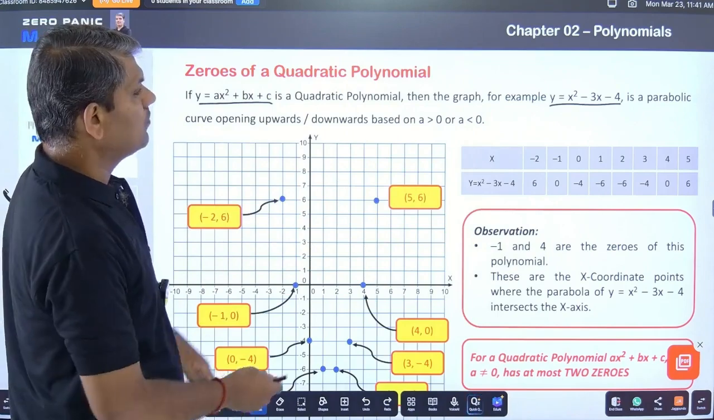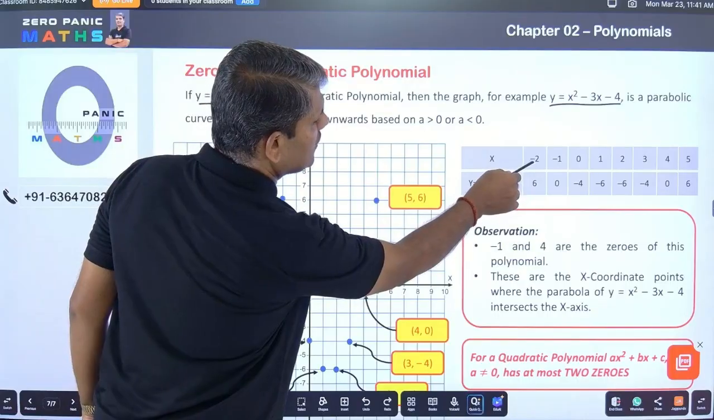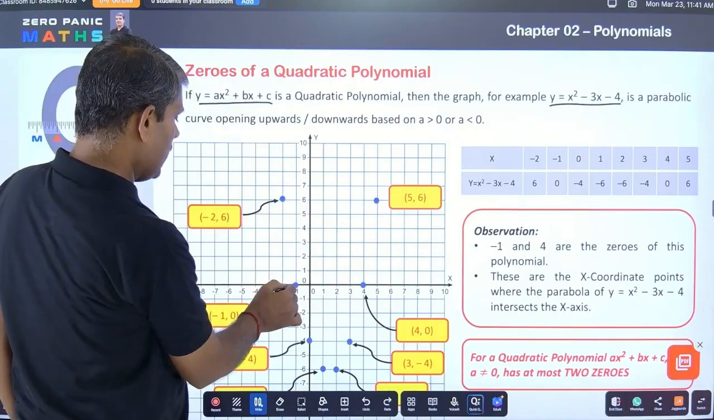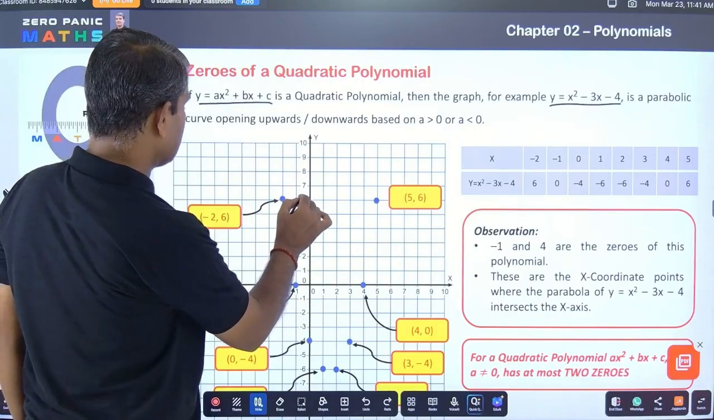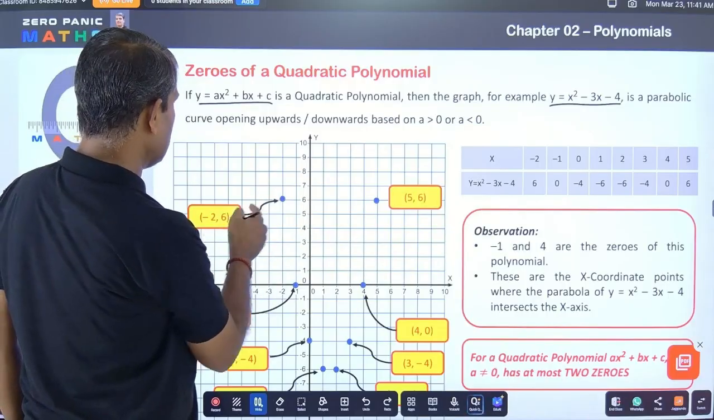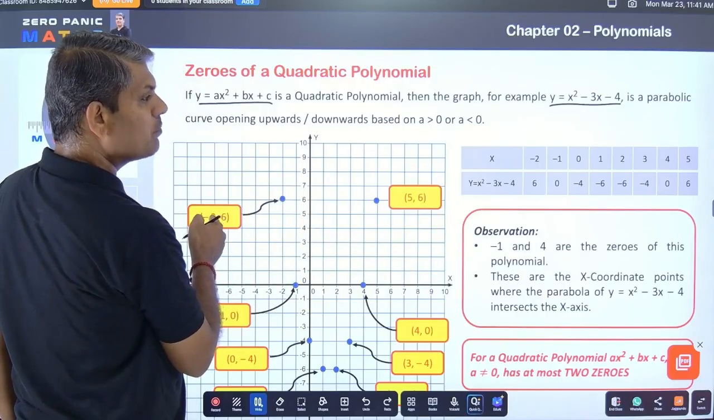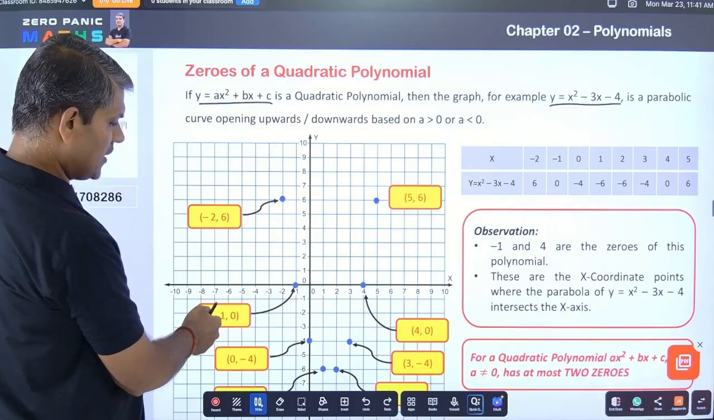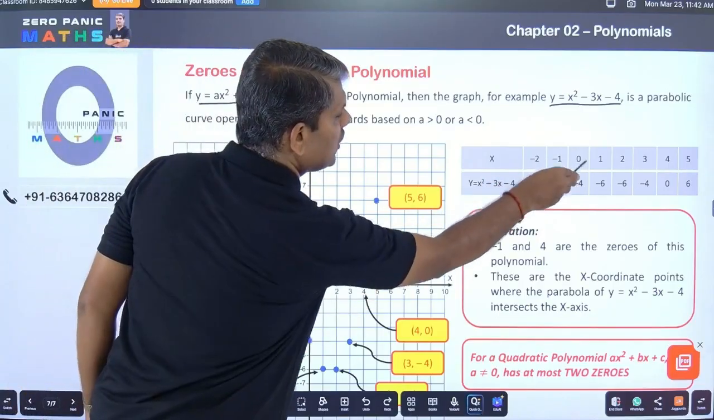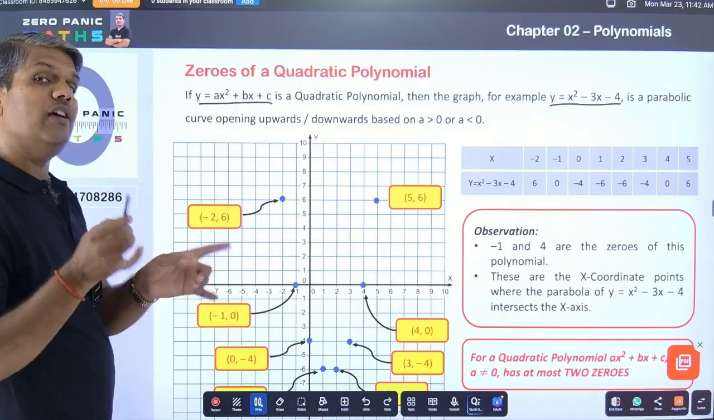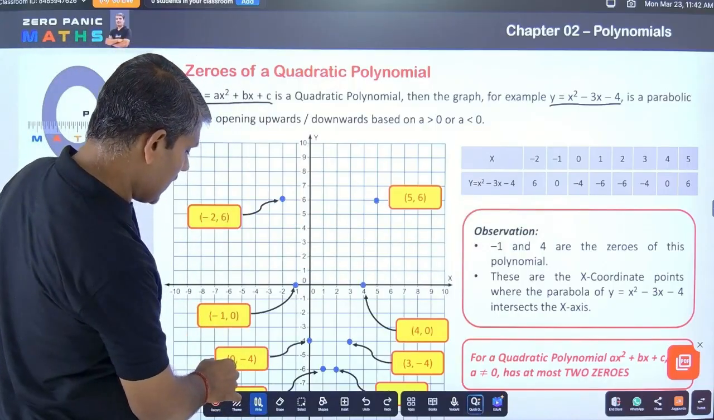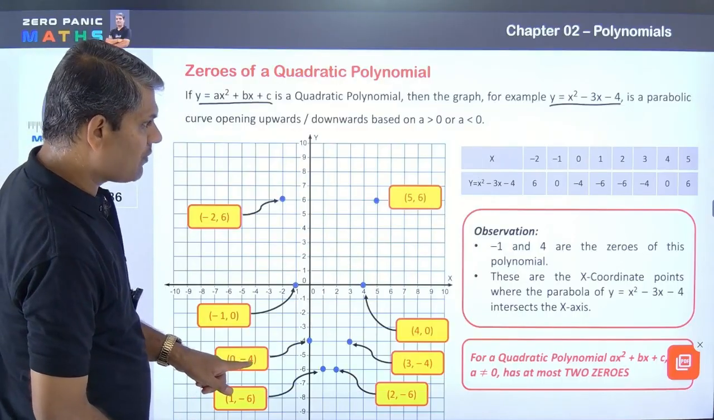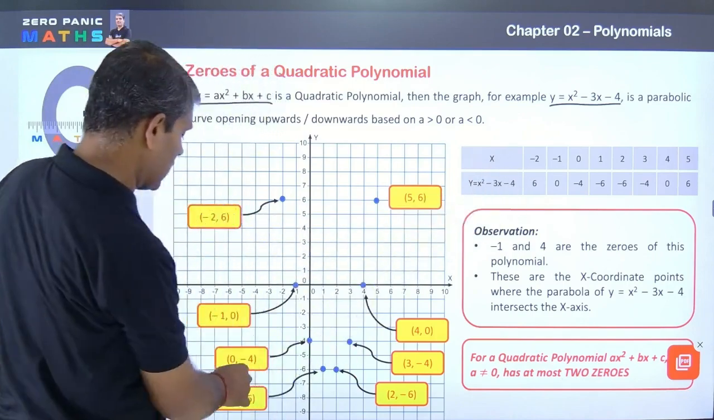Okay, now let us plot the points. Minus 2 for x-axis and y-axis is 6. So this is that point, minus 2, 6, the first point. Minus 1, 0 is the second point. Okay, for 0, it is going to give us minus 4 as a y-axis value. So this is that minus 4. So 0, minus 4 is the third point.